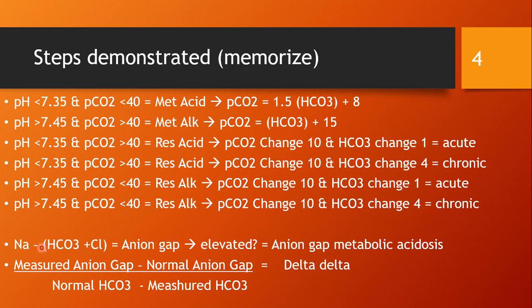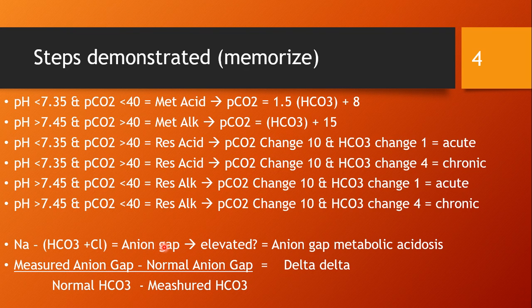Now what you do is you take the anion gap. You take their sodium minus the combination of their bicarb and chloride. You could just go sodium minus bicarb minus chloride, or you can add them together in parentheses if you like to do algebra. And that's going to give you your anion gap.